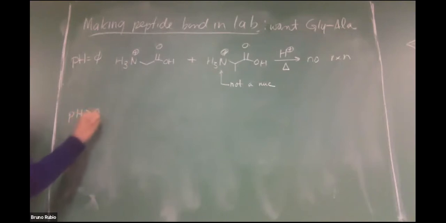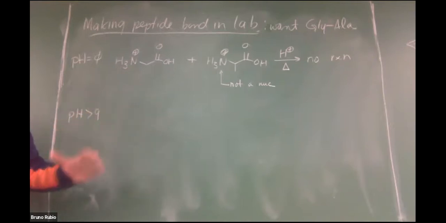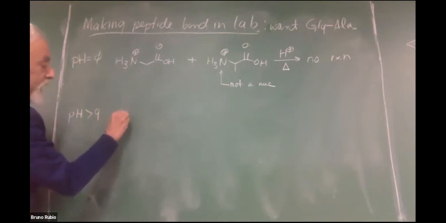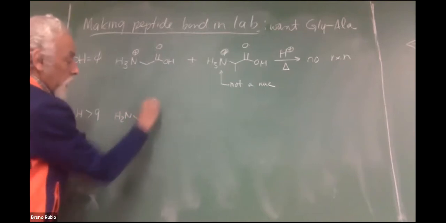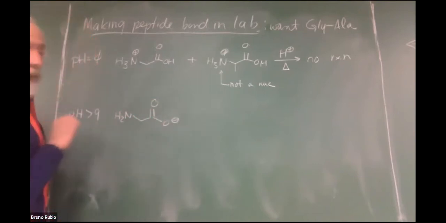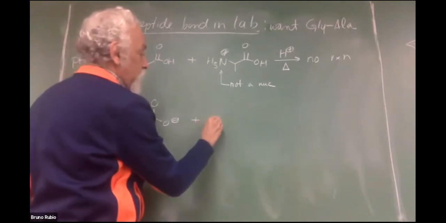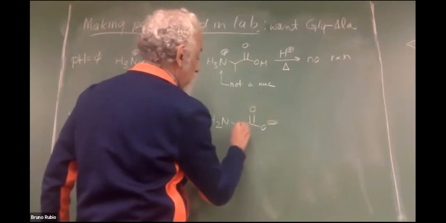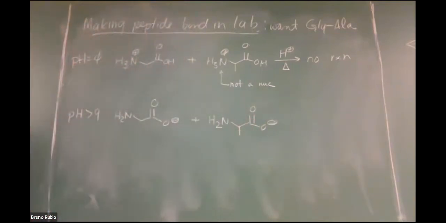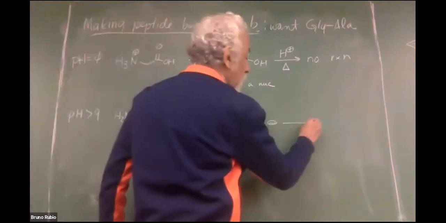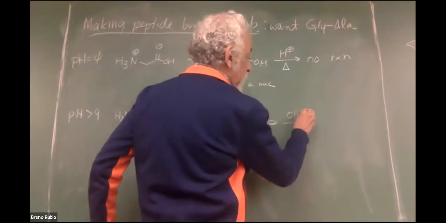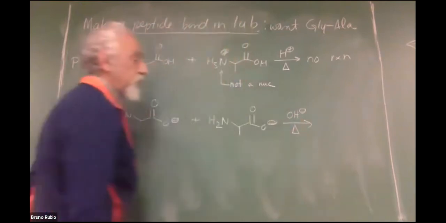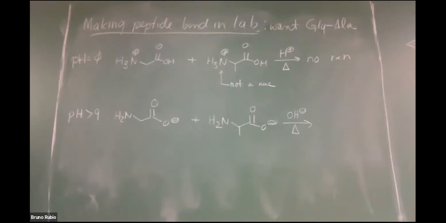Let's go to a pH greater than 9, in which now the nitrogen is going to be ionized. So I'm going to get NH2 there, O minus there. And so at pH greater than 9, the alanine residue will also have had that proton on that nitrogen go away. Okay, now I'm at pH 9, so that means basic conditions. And if I try to heat it, what's going to happen now? Nothing. No reaction.